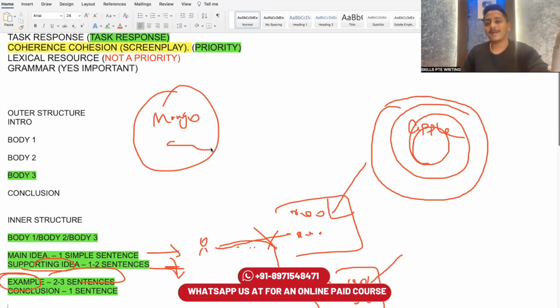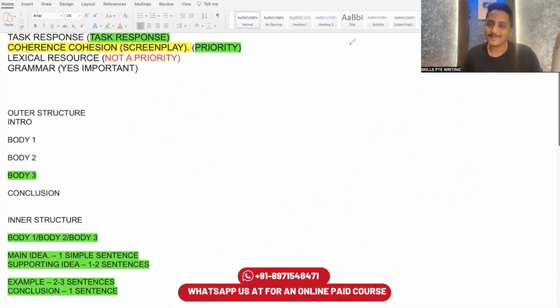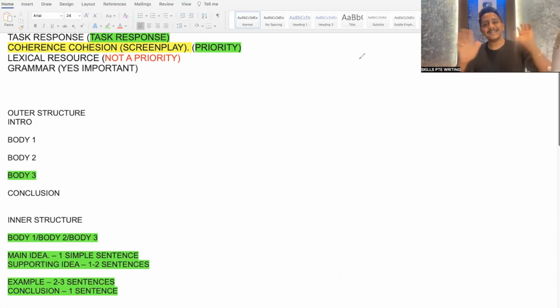You cannot talk about mango in the apple area. This is where people go wrong. The first line talks about one thing. The second line talks about something else. The third line talks about Mars. The fourth line talks about a rocket. The first line is apple. This is what people write. So it's all about awareness.